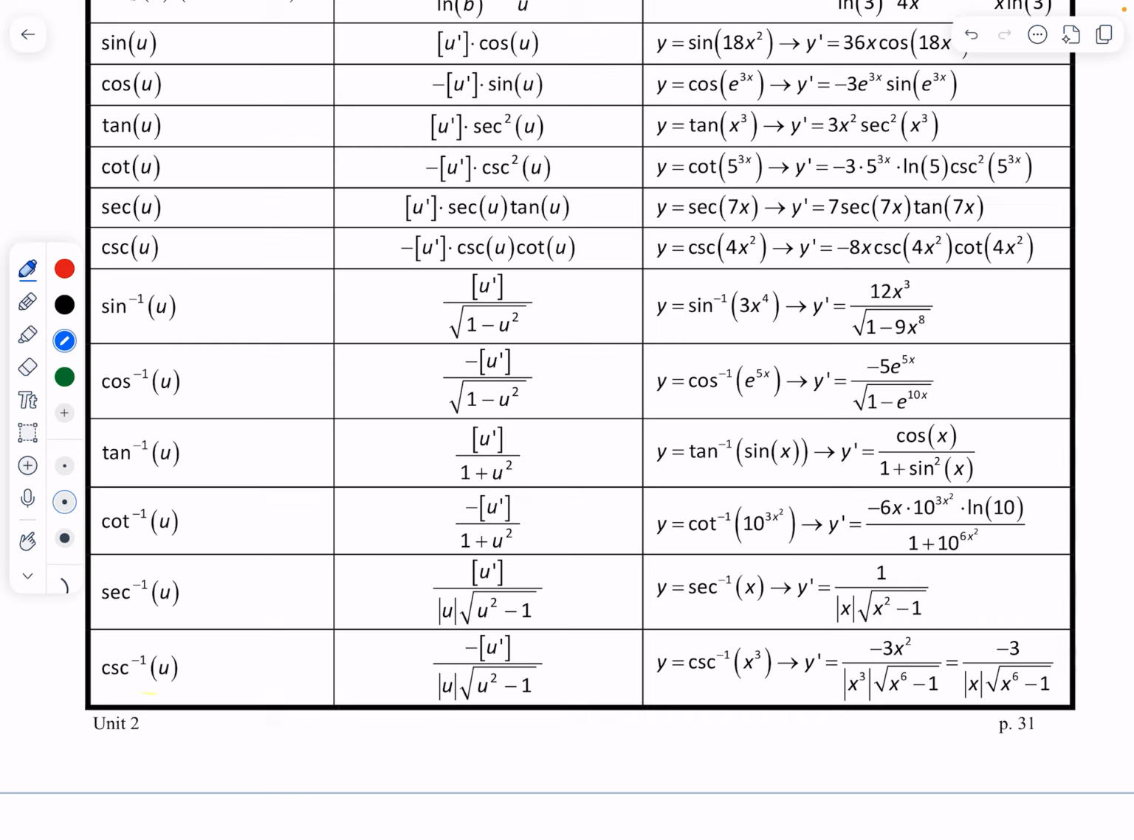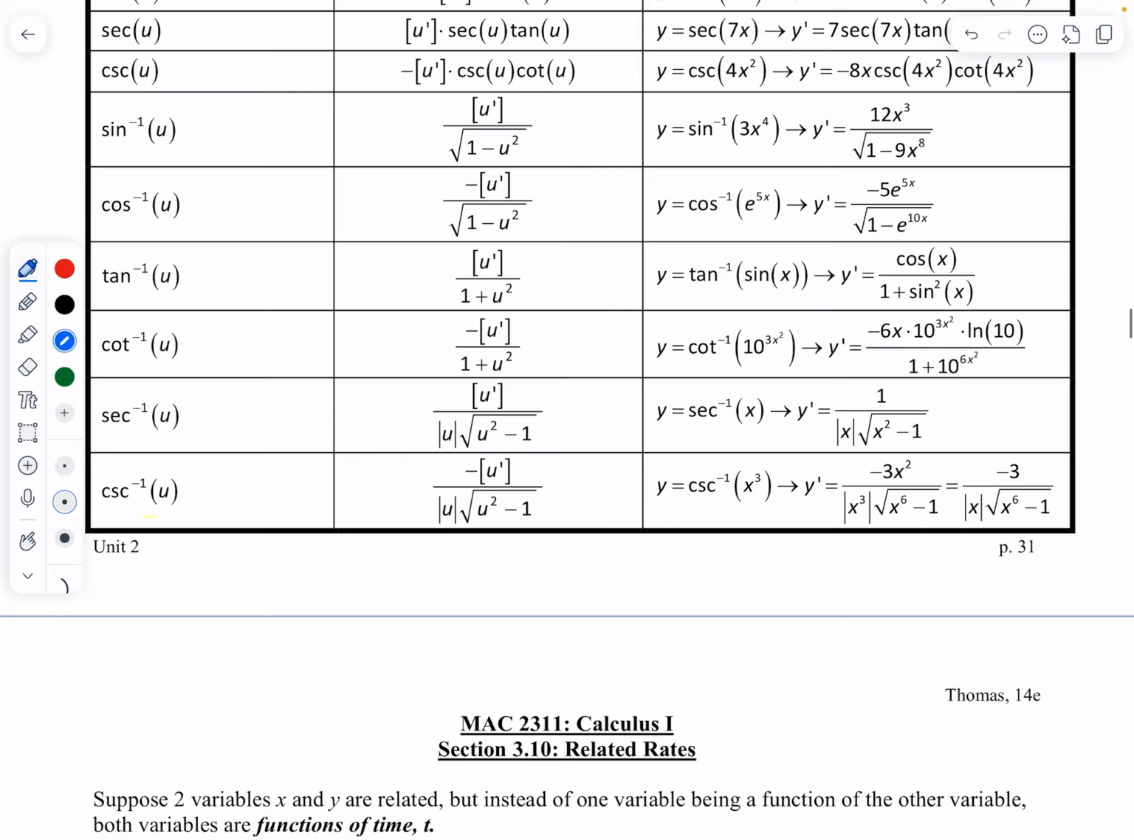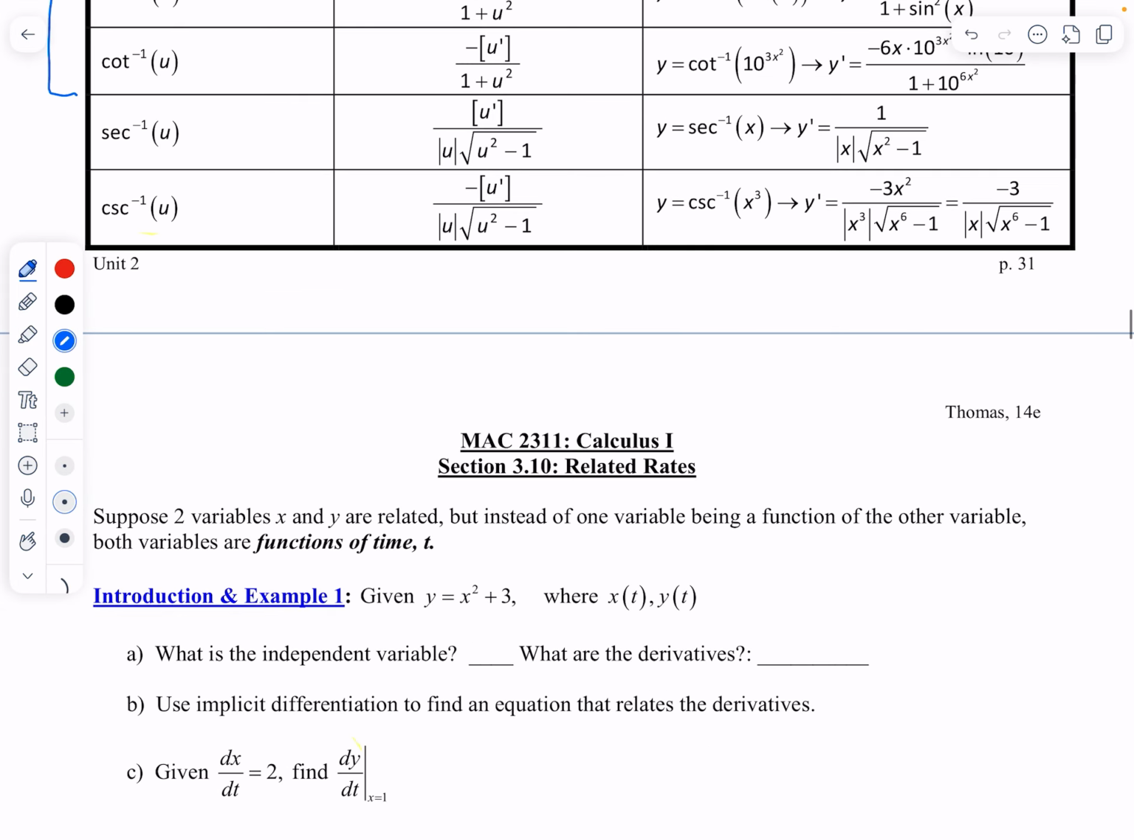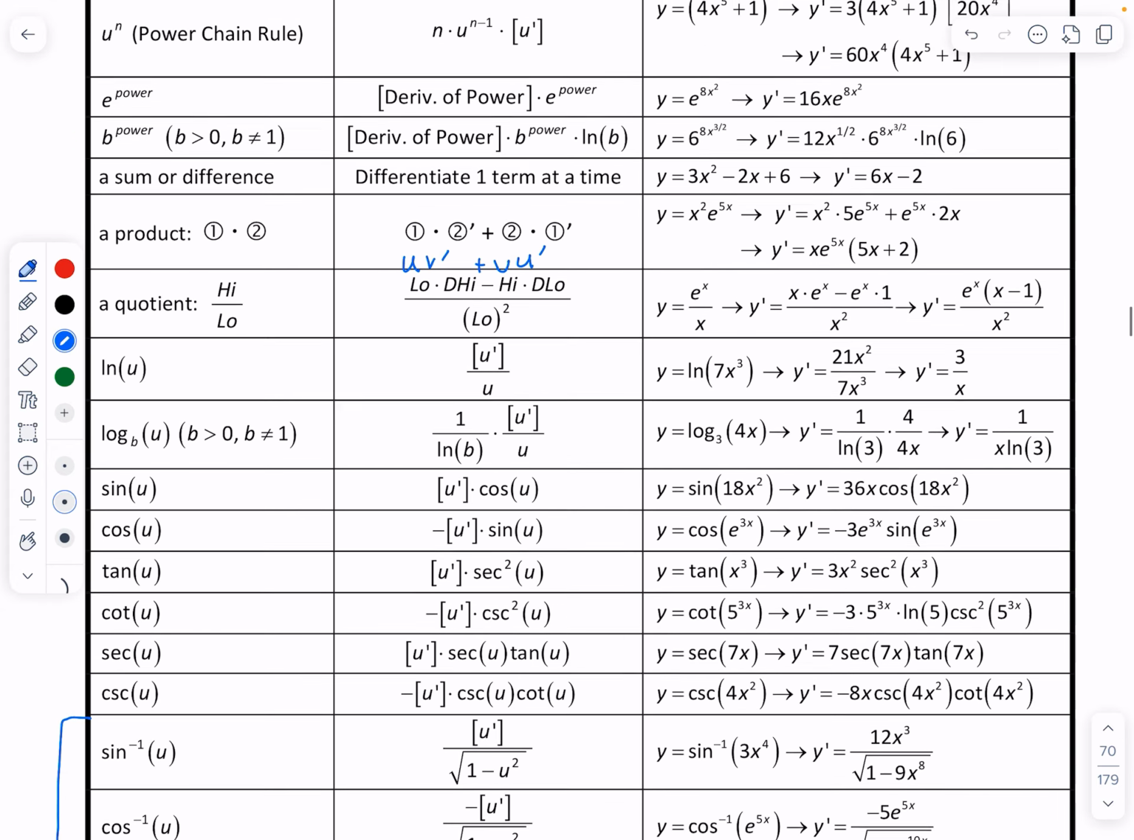And then the inverse cosecant. The derivative of that is 1 over the absolute value of x times the square root of x squared minus 1, but it is negative. So remember that we just learned these: sine and cosine go together, but cosine's negative; tangent and cotangent go together, but cotangent's negative; and secant and cosecant go together, but cosecant's negative. So we've learned all of this.